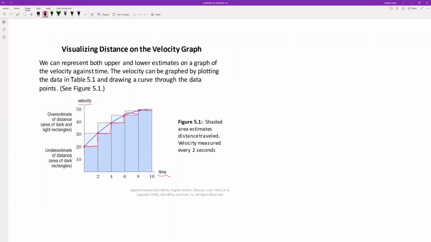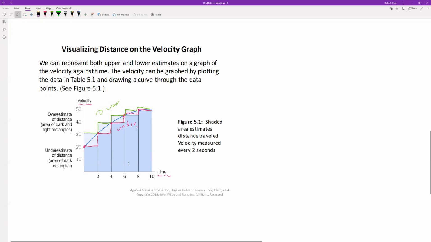All right. So the upper one is going to be the overestimate, which is this part. That's the overestimate, and in pink, that's the underestimate. So the velocity can be graphed by plotting the data. The blue line is our actual speed, and all the rectangles in dark blue and light blue represent our estimation of the distance traveled.